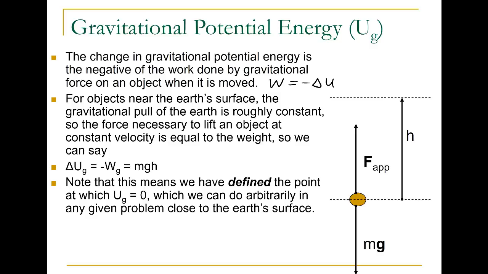And what this means is that we have defined the point at which potential energy is equal to 0 to be the Earth's surface. Okay? And as long as we're near the Earth's surface, we can do this very easily. We'll see in a couple chapters that there's a better expression for gravitational potential energy where we don't want to do this, where we want to set a different value for the 0 point or a different location.